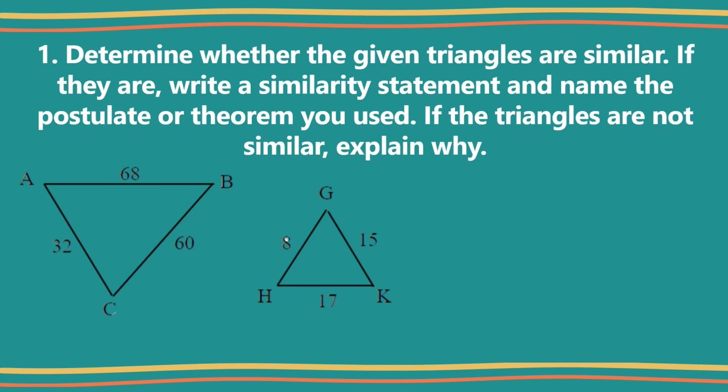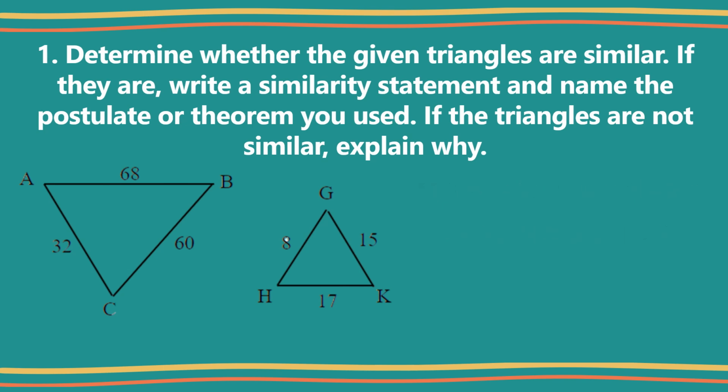So let's recall, what do we need to know in order to prove that two triangles are similar by the side-side-side similarity theorem? Our little checklist for the side-side-side similarity theorem is that all we have to check is whether the sides are proportional. So we need to name the triangles, and then we need to determine whether the sides are proportional. So let's do that next.